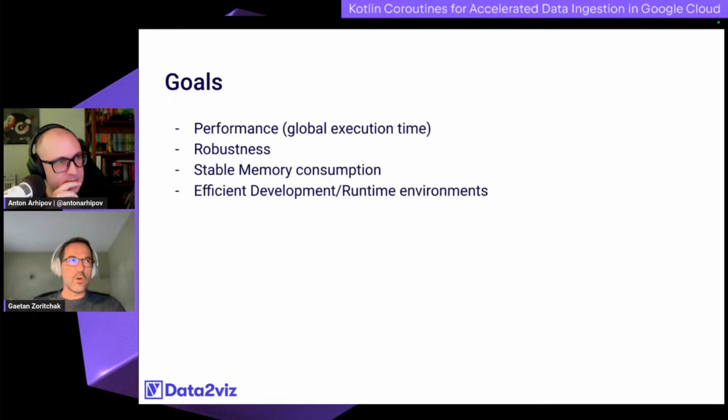So the goal of this ingestion is first to have good performance, because we want the global execution time to be the smallest. We want robustness, and this robustness comes with a stable memory consumption, because you can have huge files and you need to be sure that your process is going to work all the time, and you are not going to reach some limits and have an out of memory error, for example.